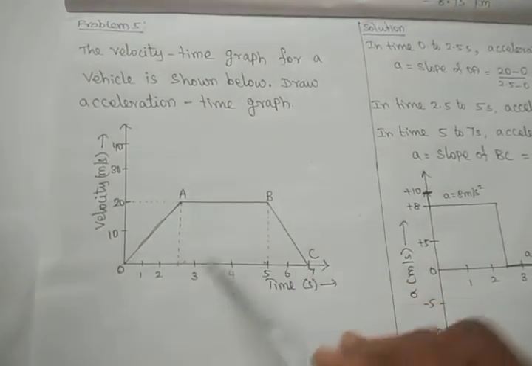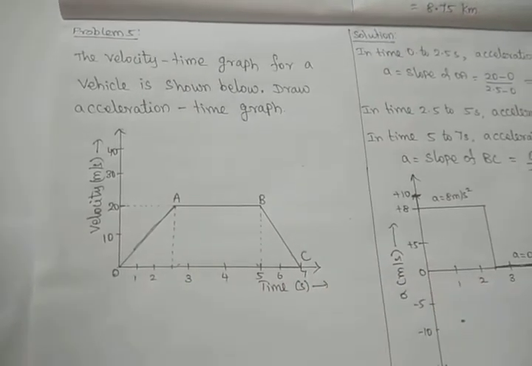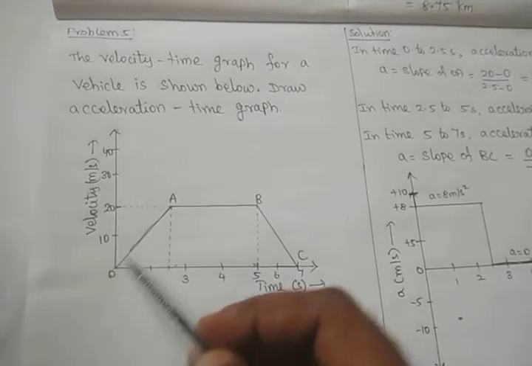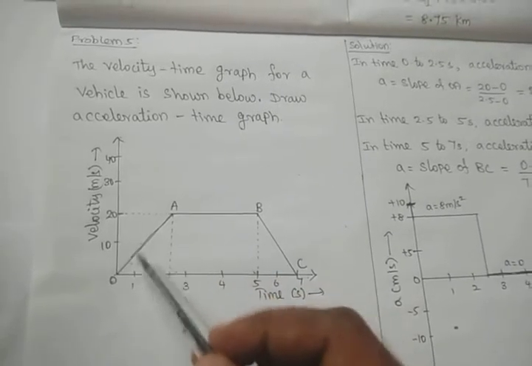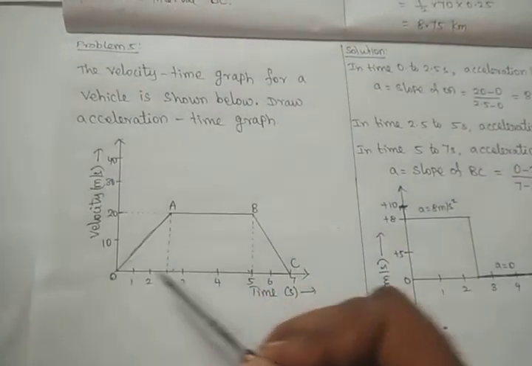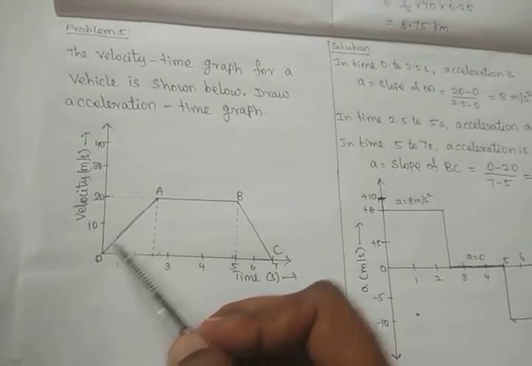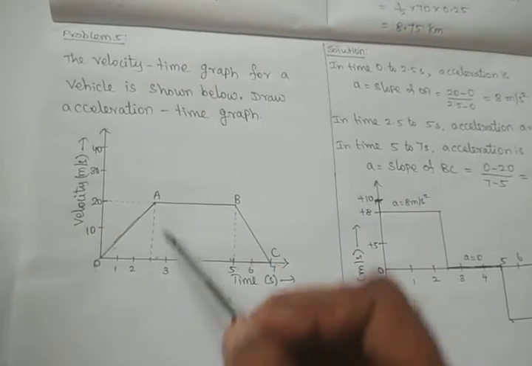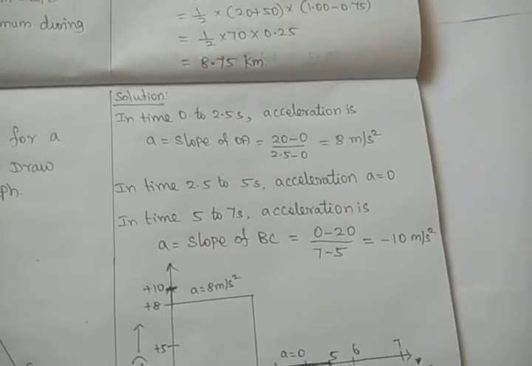By seeing the graph itself, the acceleration between 2.5 to 5 is 0 because the slope is 0. If you calculate the slope of OA and the slope of BC, that will represent the acceleration in this part. So in time 0 to 2.5, the slope of OA is 20 by 2.5, that is y-axis by x-axis. Y-axis is 20 and x-axis is 2.5. So 20 by 2.5 we get 8 meter per second squared as the acceleration.